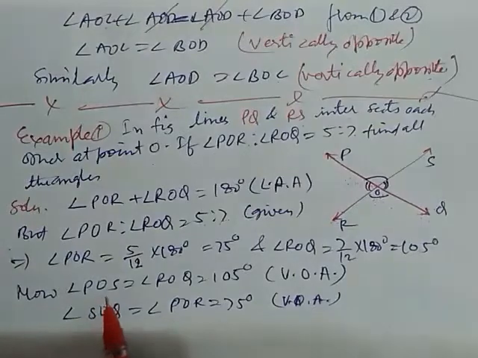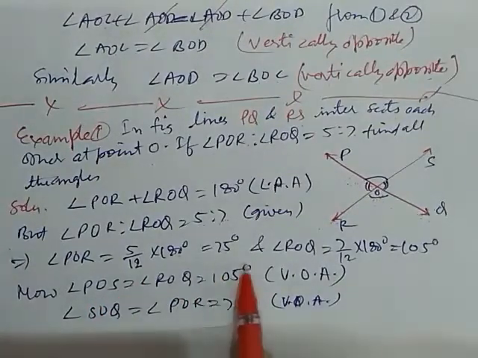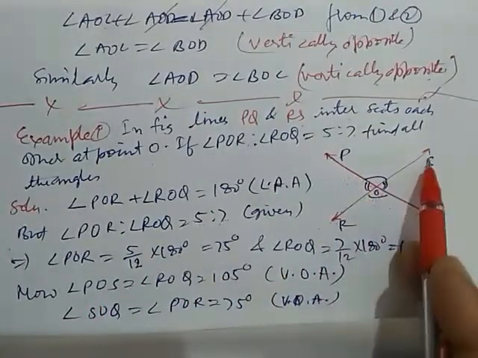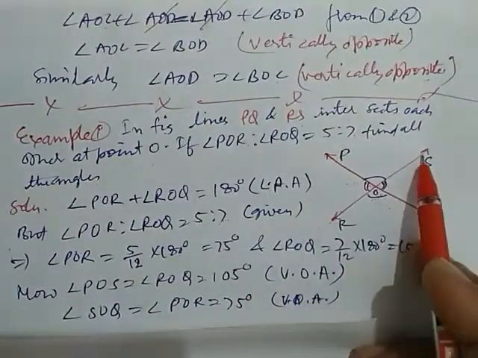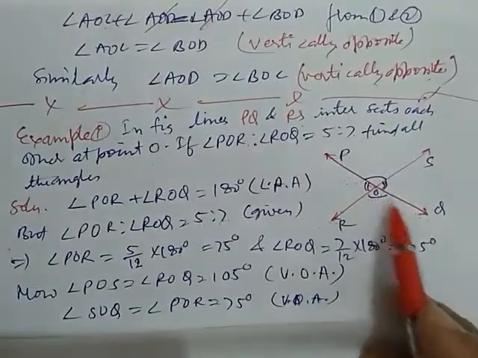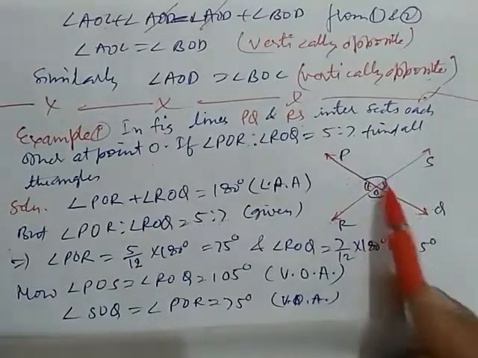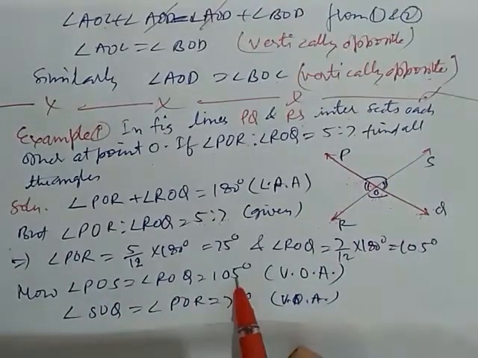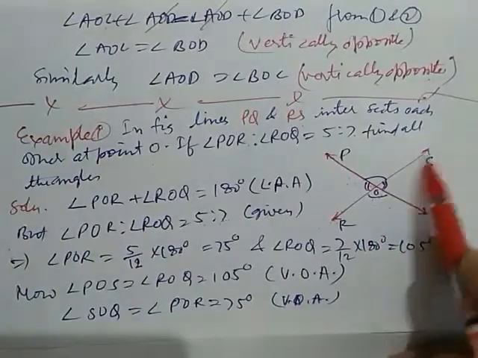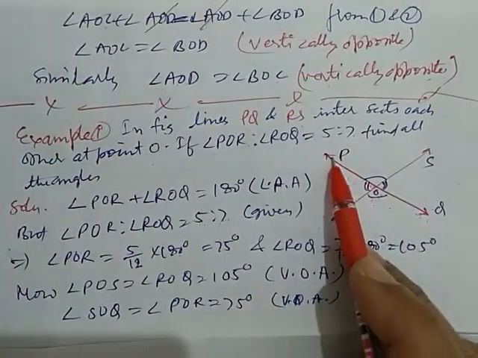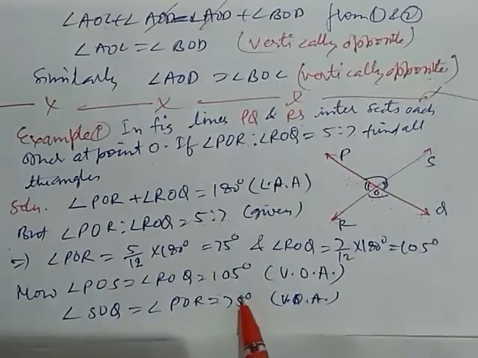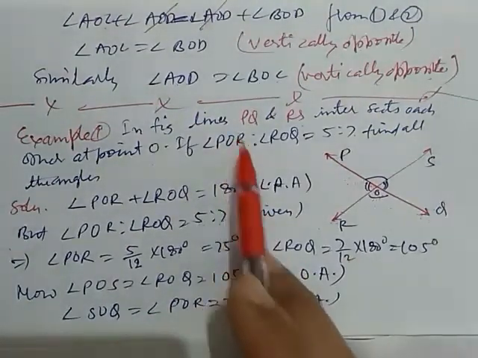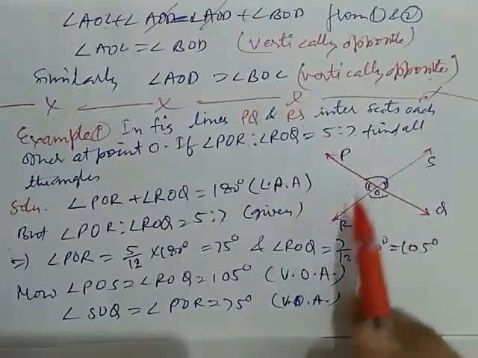Now angle POS is equal to angle ROQ. POS is the vertically opposite angle of angle ROQ, so both are equal. So we get 105 also. And angle SOQ is equal to POR, so these are also equal. In this way, we solve this problem and we get all the angles.